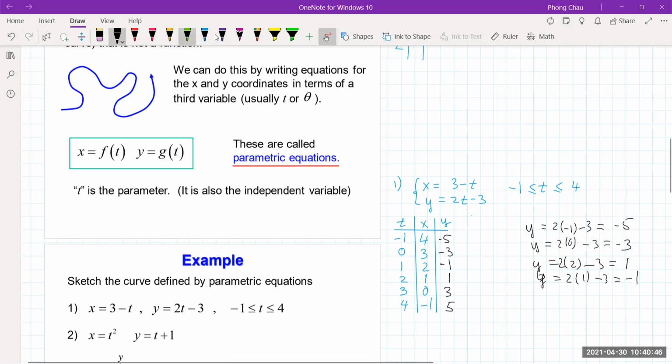So don't forget that when you've done this, t is really the time, the independent variable. So when you plot points, you actually plot the x and the y. So 4, -5 is the first point. 3, -3 is the second point. 2, -1 is the third. 1, 1 is the fourth. 0, 3 is the fifth, and -1, 5. Right? So we're going to plot these points.